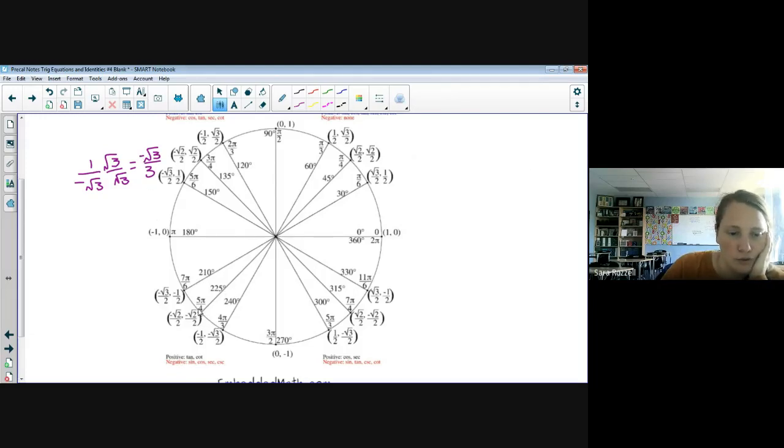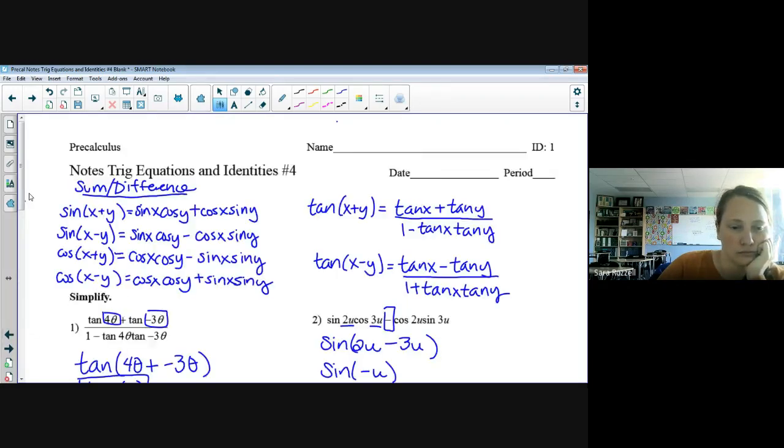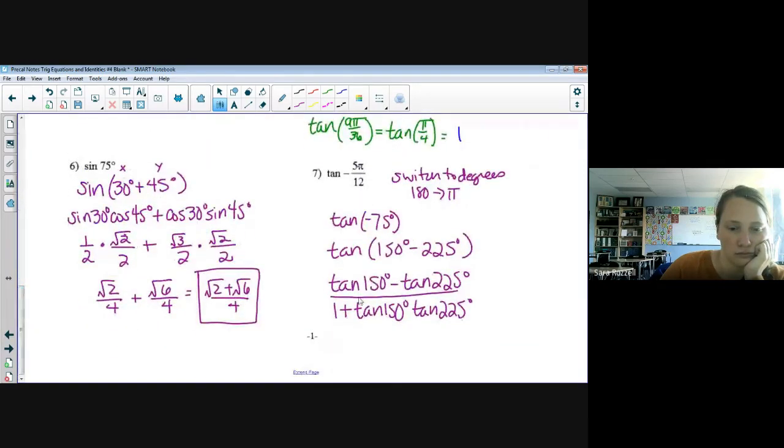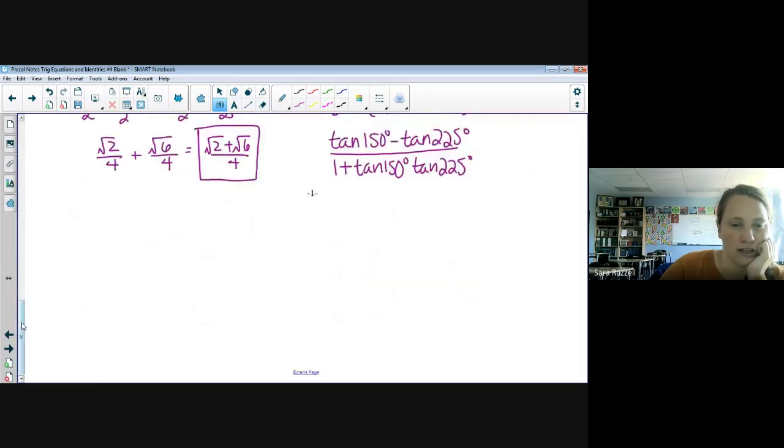The tangent of 225, these are both the same, so it's going to be 1, right? And they're both negative, and negative over negative makes a positive 1. So the tangent of 225 is 1. The tangent of 150 is negative root 3 over 3. So we plug that in.